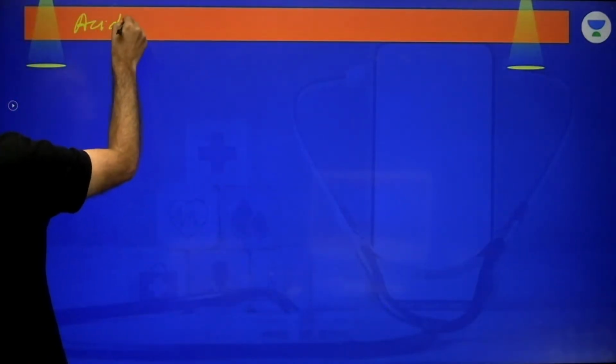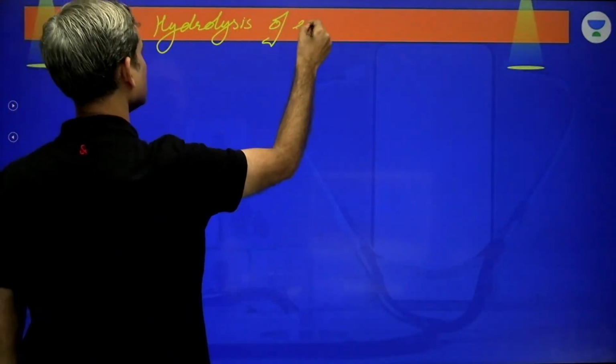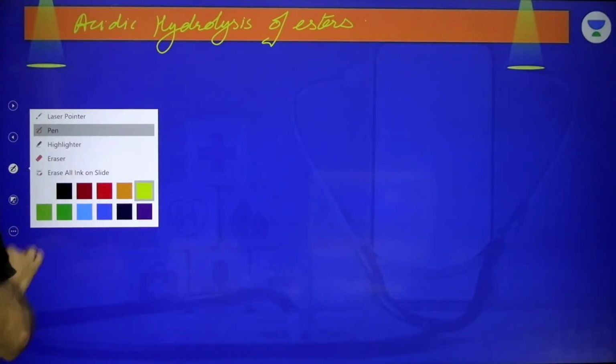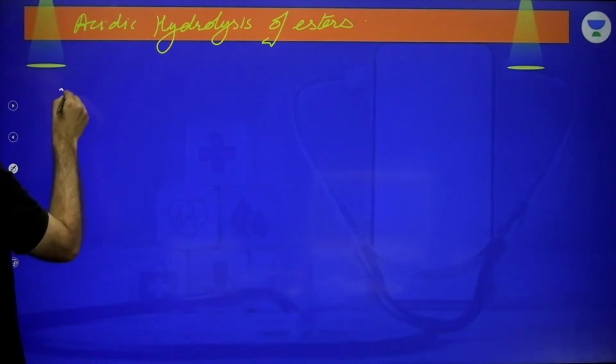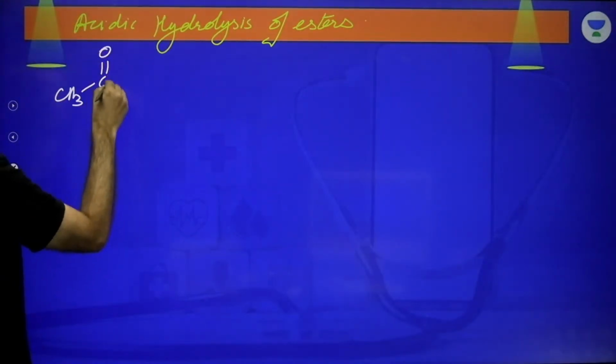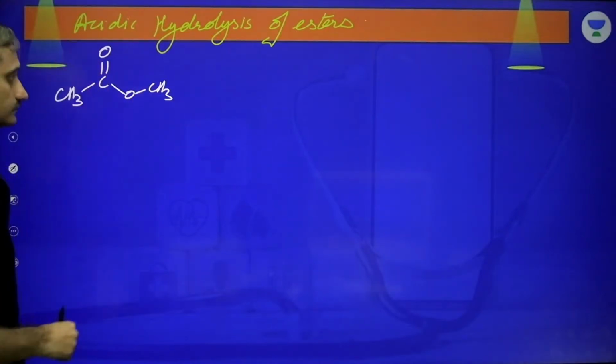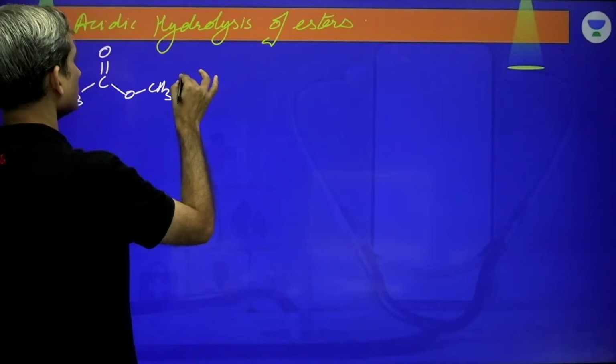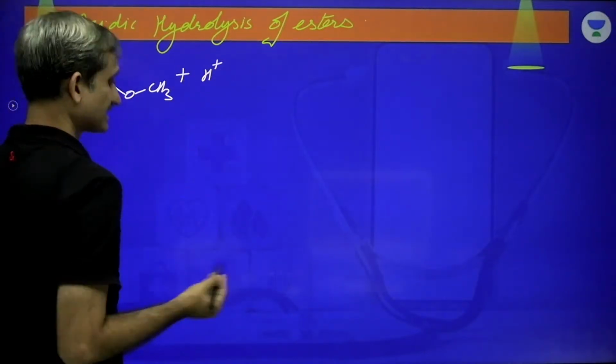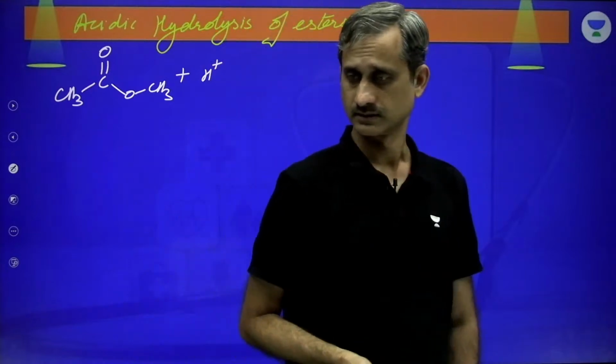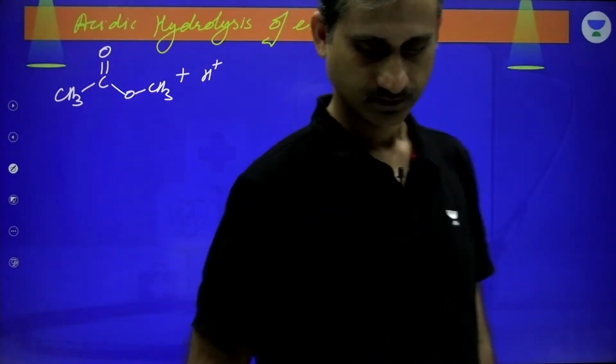Now let's get along with the acidic hydrolysis of esters. To get along with the acidic hydrolysis of ester, we have the ester again, CH3, C double bond O, OCH3. Now, it interacts with H plus. Acidic means H plus.